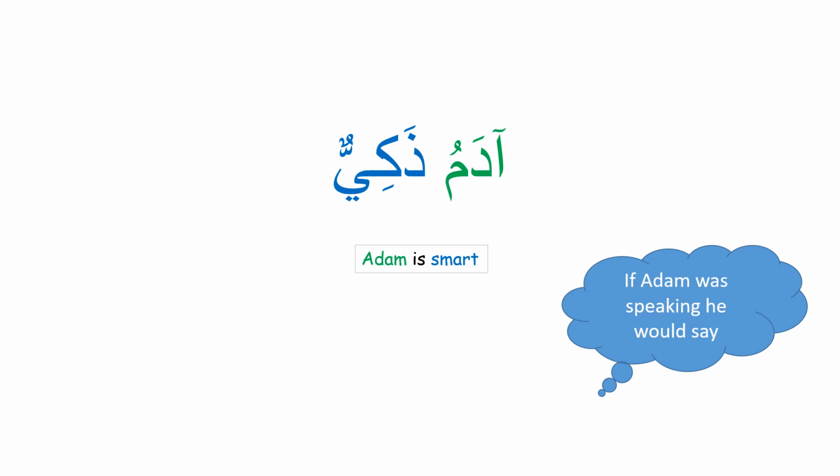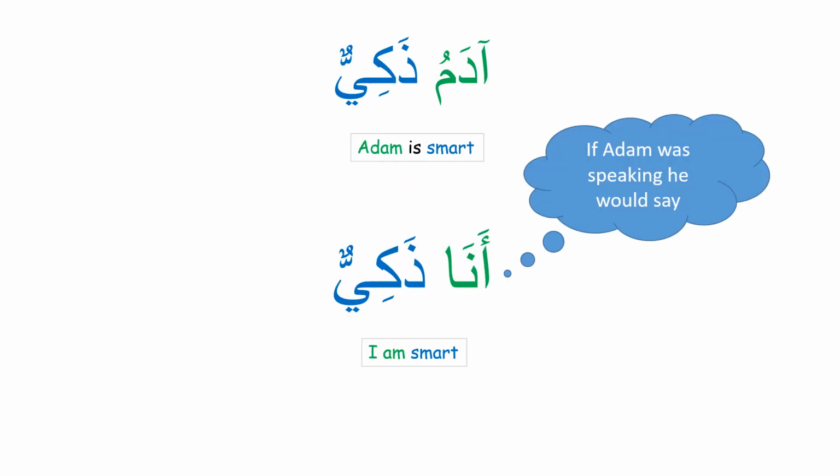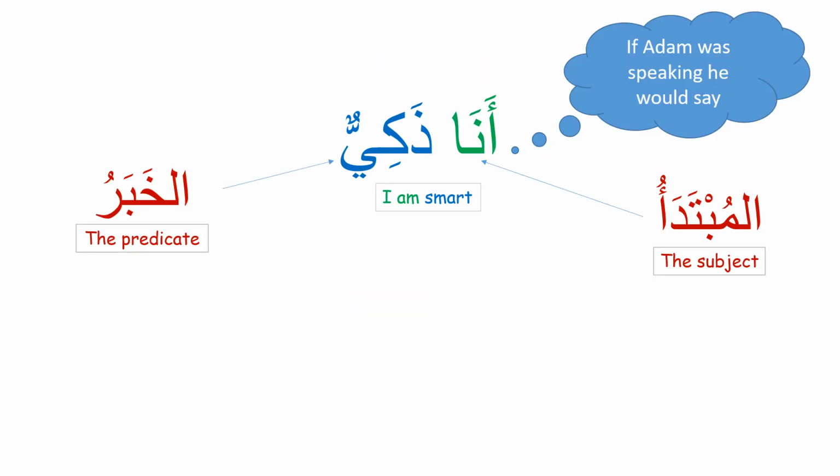Now, let's suppose that Adam is speaking and that he will be the one describing himself. He would say what? أنا ذكي. Good on you. One more time. أنا ذكي. And no need to tell you that the grammatical function of each component will remain as is. أنا will be our new مبتدأ and ذكي is the خبر.